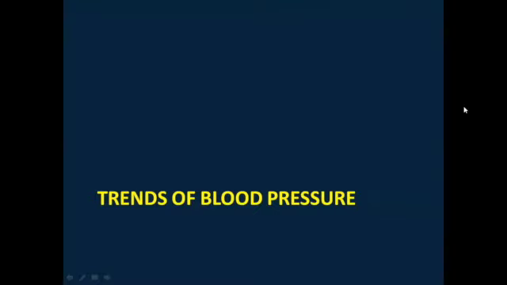Now I will be talking about the trends of blood pressure. We have in our body systolic and diastolic blood pressures, which should be evaluated when you are interested in evaluating the hemodynamic status. Mean blood pressure is just one single number to make your life easier, but it does not reflect the physiologic details of the hemodynamics.